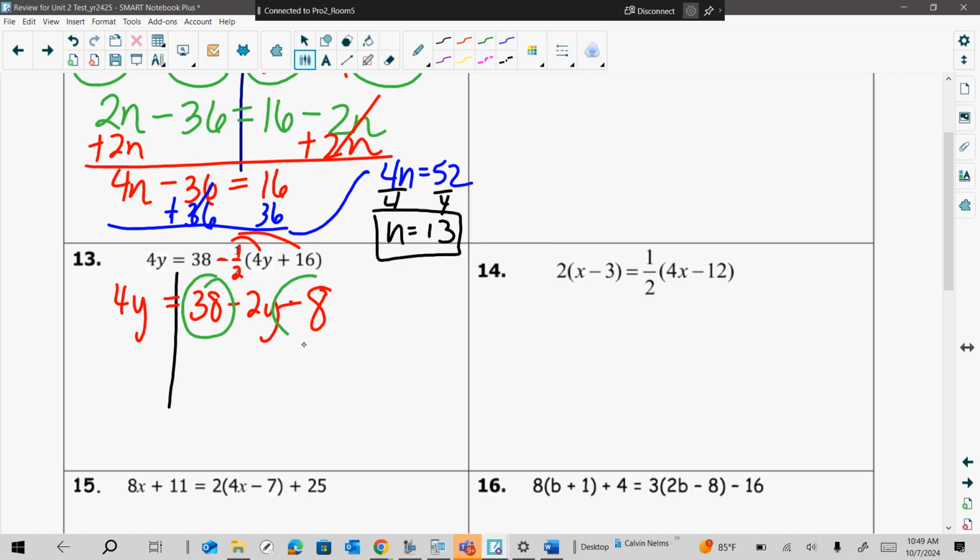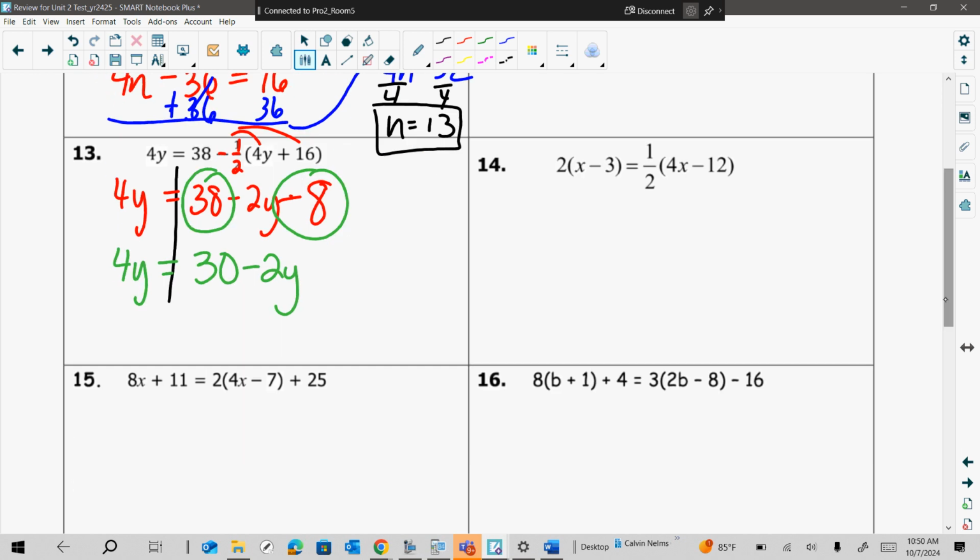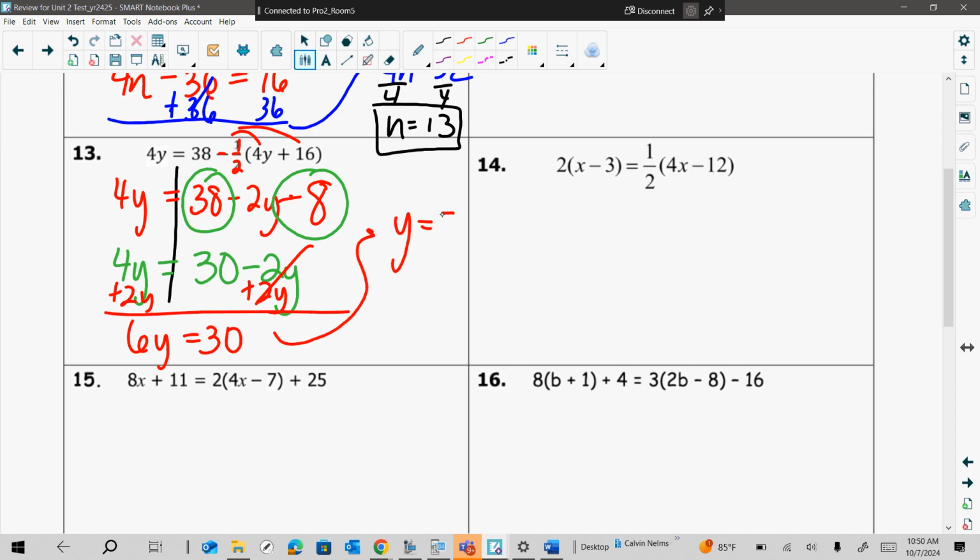Yeah, 38 minus 8 gets combined. Okay, so 4y equals 30 minus 2y. Plus 2y. So 6y equals 30. You're right. y equals 5. Correct. Awesome.